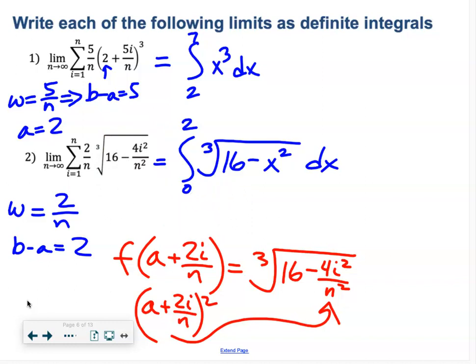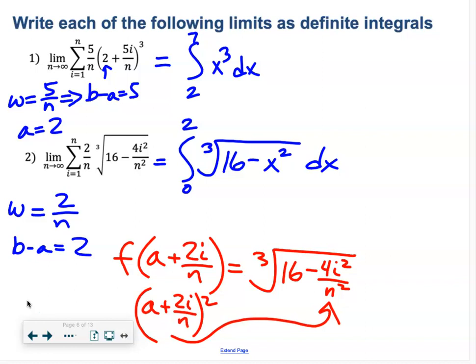Just because I have a number here doesn't mean that that number had to originally be an x. It could just be the number, right? So you don't have to have x's everywhere. You could just have 16 minus something squared.